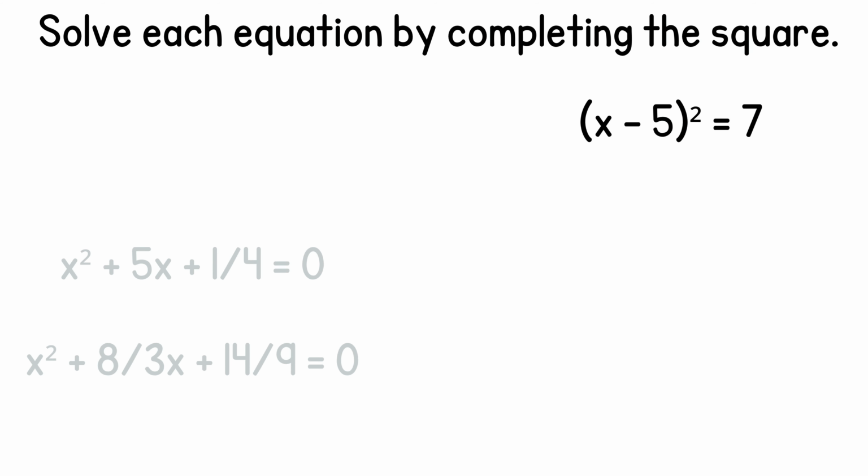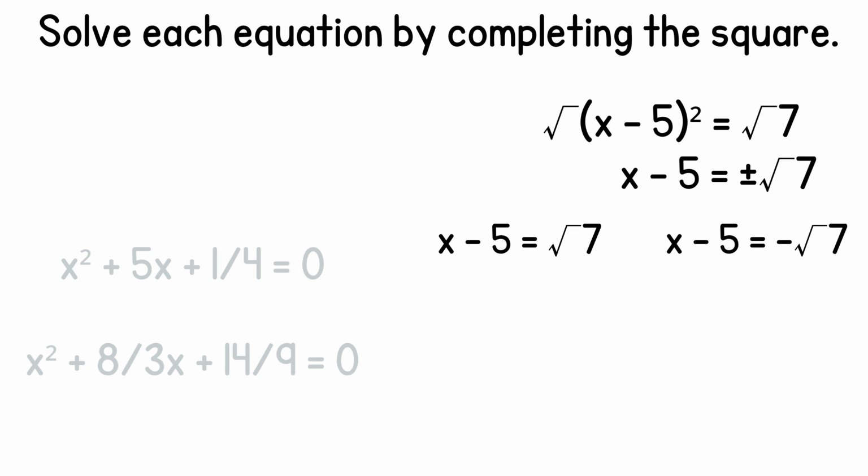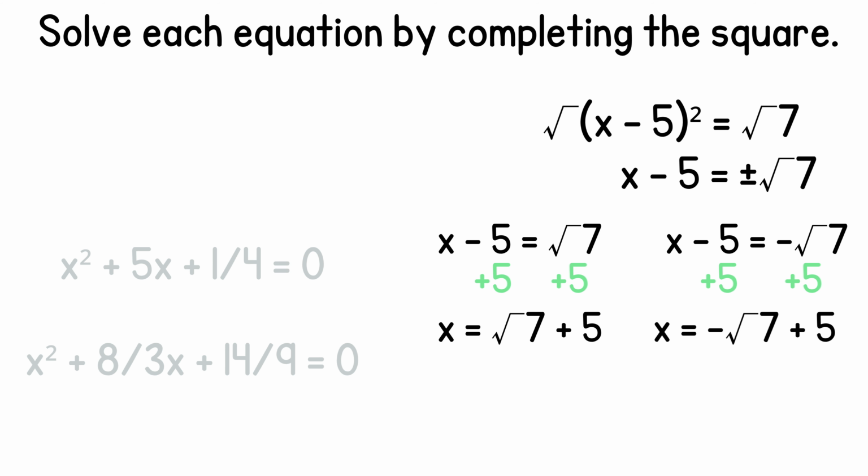Now we'll move this up so we can start solving. We'll take the square root of each side, and this gives us x minus 5 is equal to positive and negative radical 7. So we'll set up our two equations where one is equal to positive radical 7 and one is equal to negative radical 7. We'll solve by adding 5 to both sides. So we get x is equal to radical 7 plus 5, and then when we add 5 to the other one, we get x is equal to negative radical 7 plus 5.